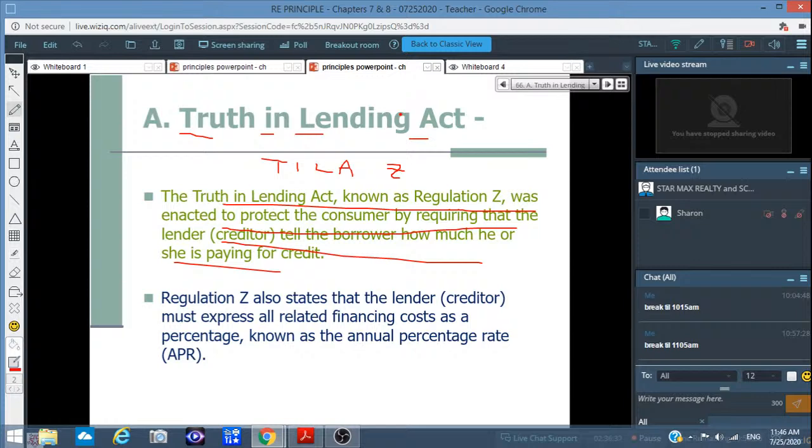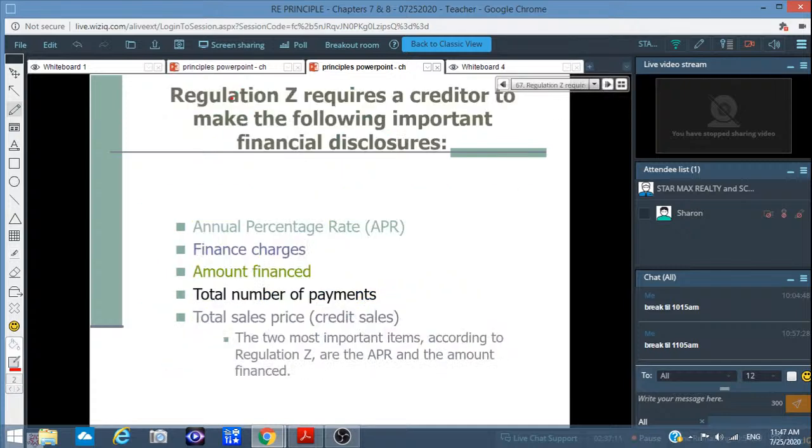Okay，这是一个法律，它规定银行去宣布所有的费用给这个借款者。Okay，Regulation Z also states that the lender must express all related financing costs as a percentage known as the annual percentage rate. OK，还有银行要宣布给这个借款者一个数字叫 APR。Annual percentage rate 含什么东西？所有的费用在里面，加上利息、点数等等。OK。Alright, Regulation Z require a creditor to make the following important financial disclosure.